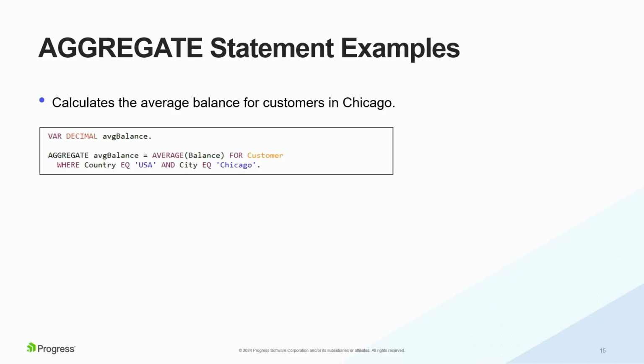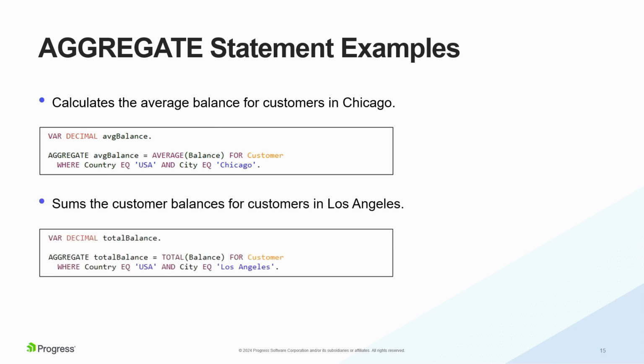All right, more examples of using the aggregate statement. This example is calculating the average balance of customers in Chicago. Again, similar to the first example, using a where clause, but instead of doing a count, it's doing an average on the balance field on the customer table, and it's satisfying the where clause. Here's another example similar to the previous examples. This time it's using the total aggregate operation instead of the average or the count.